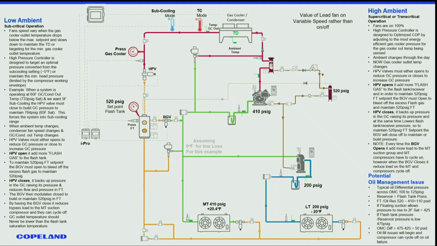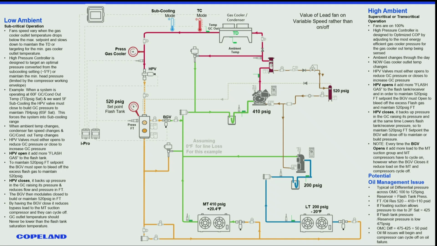So the last thing I want to kind of point out here is a bit of an example, if you will, of subcooling set point. Example, when a system is operating at 60 degree gas cooler out, so that temperature sensor is 60 degrees, okay? 60 degree gas cooler out is equivalent to a saturation pressure of 733 pounds. And I said that when we're operating in subcritical mode, we're trying to maintain 5 degrees of subcooling. So what happens here is the iPro senses that 60 degree gas cooler out. It knows what the saturation pressure is. So it'll start closing that valve to get 784 pounds.